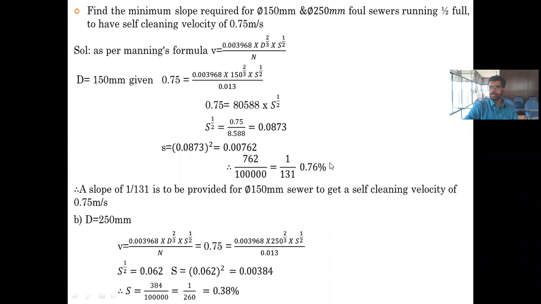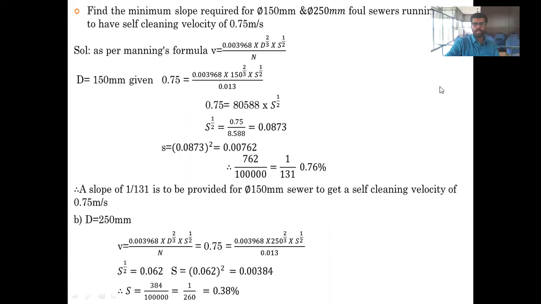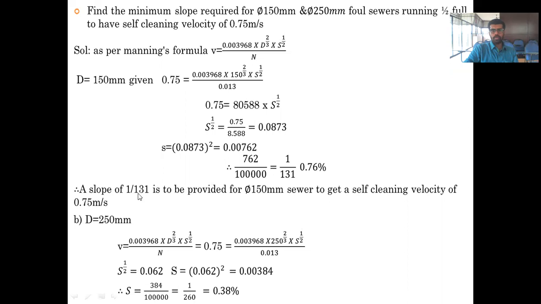This is in decimals. I think it is clear for you. Now, a slope of 1 by 131 is to be provided for 150 mm to get a self-cleansing velocity of 0.75. Understood? So you have to give a slope of 1 is to 131. Now, for the diameter 250, what will be the slope?